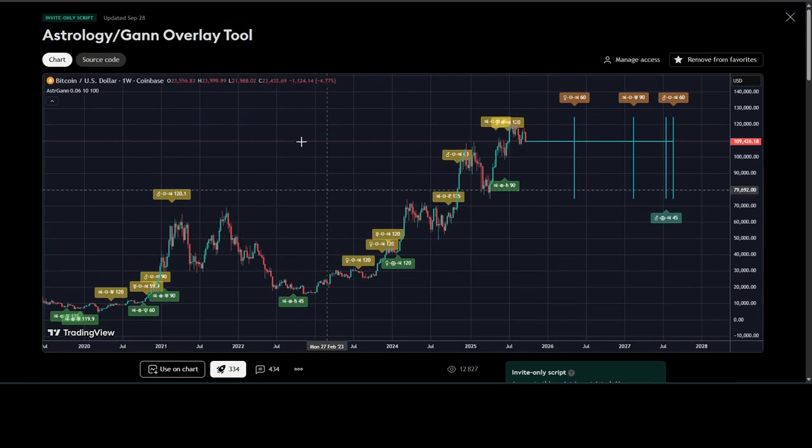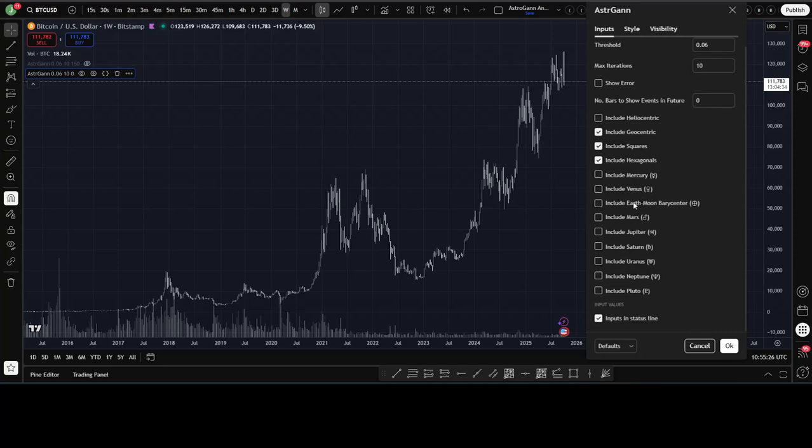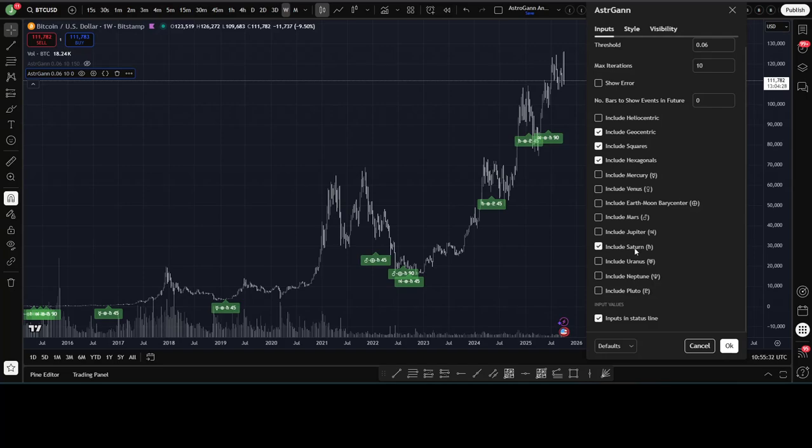Once you've got the indicator, you can choose whether you want heliocentric or geocentric. For now, I'll disable heliocentric. You can have either squares, which are the 45-degree angles, or hex. Then what you need to do is choose the planets you're interested in. In this case, what I like to do is use Saturn. Saturn's a really big planet that plays quite a significant role in terms of its gravitational force.